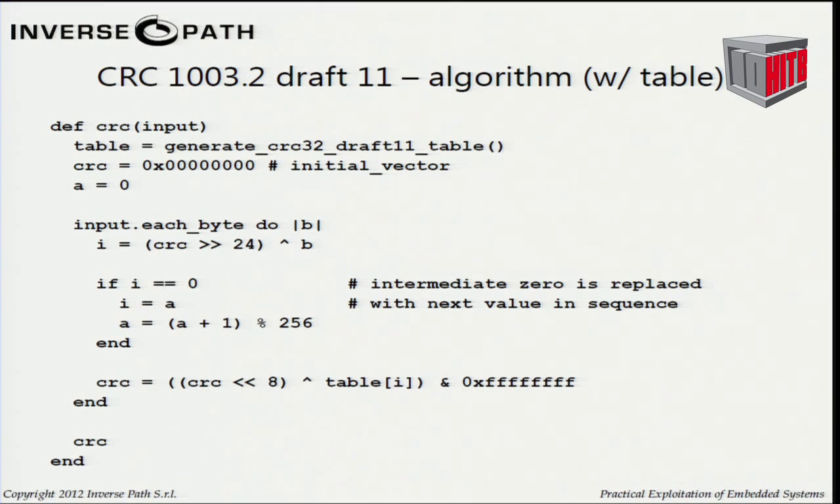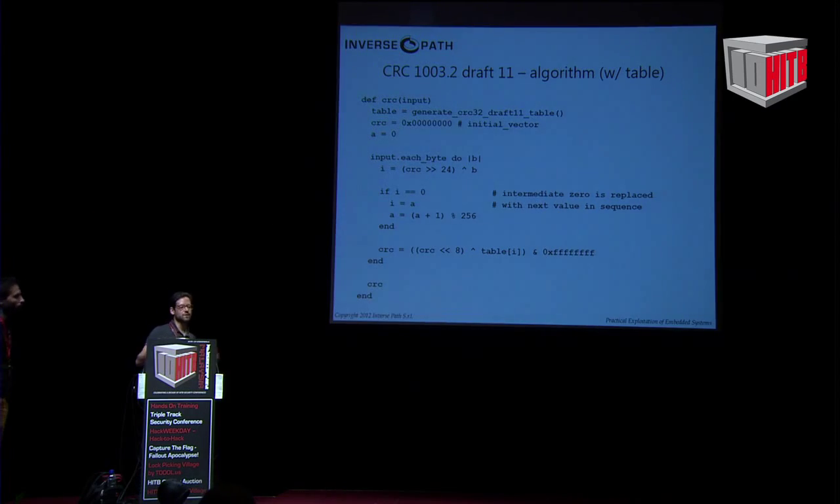And if we see the actual algorithm, this is the version with the table, we see that this protocol has an exception: if the index is 0, then you don't have the standard lookup for the table, but you replace the index with a value which you keep track of every time you find a 0 as an index. This difference makes it so that the algorithm cannot be parametrized by the Rocksoft model, because even if we are dealing with the same parameters, the actual core algorithm is slightly different. And it's slightly different in a way which will make your life much more complicated when you try to understand why this is not CRC32.